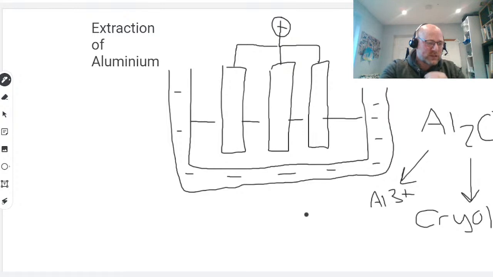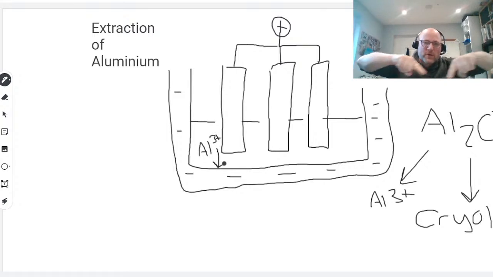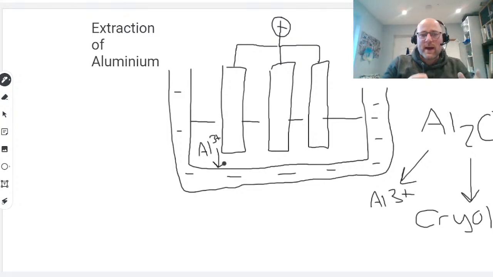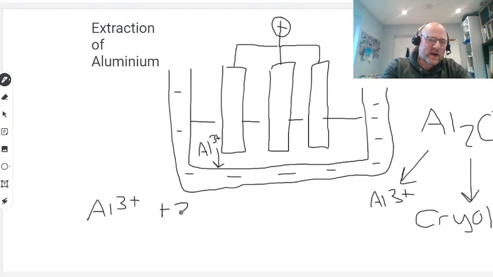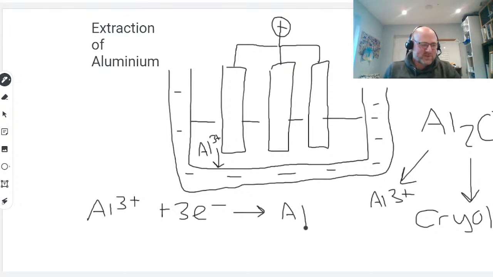Right, we've got two half equations here. Aluminium 3+ ions are going to come down here and react with the bottom of the container. And a really easy half equation: Al3+ plus 3e- goes to Al. Are they getting oxidized? Is this oxidation or reduction when the aluminium ions turn into aluminium atoms? What do you reckon? Oxidation or reduction?